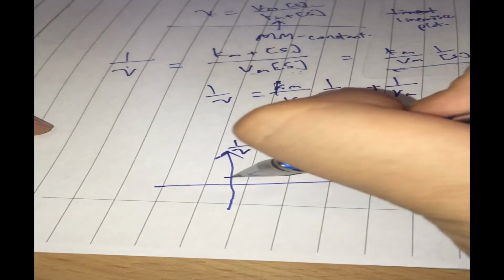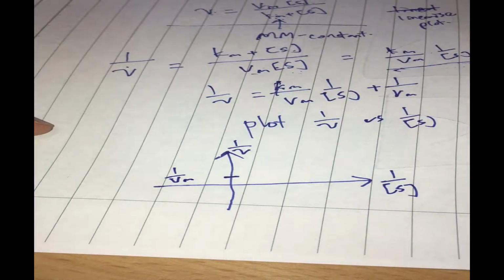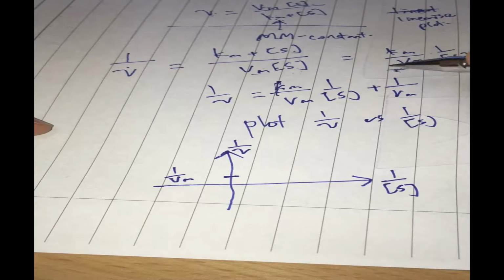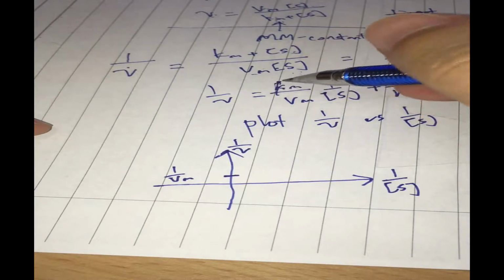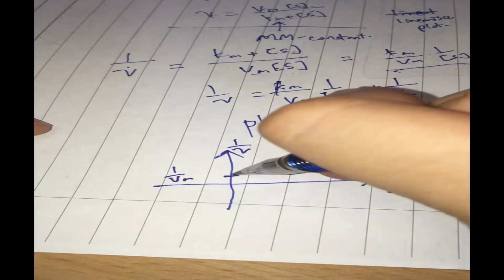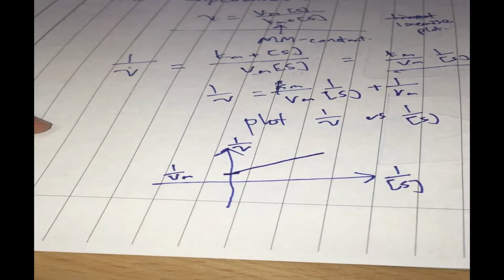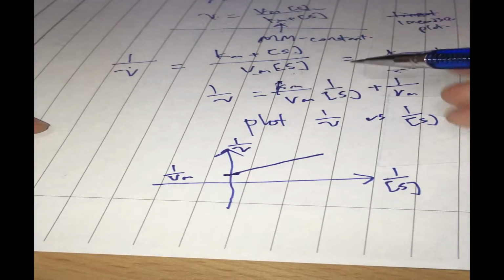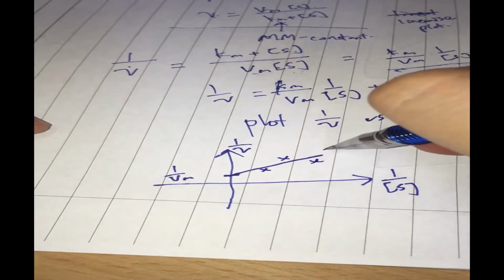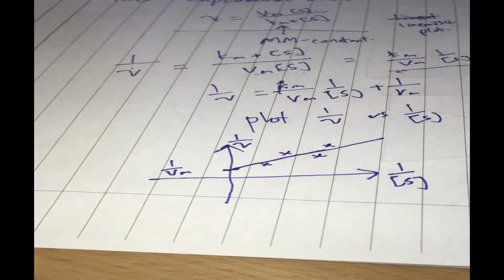So we have 1 over Vm here, and then what next? 1 over Vm is the intercept, and you'll have Km over Vm as your slope. Assuming it's positive, of course, if not, the reaction won't actually go forward. So you have a positive sloping graph of 1 over V versus 1 over S, and you have some kind of experimental plots here. This is assuming, of course, it gets done nicely.